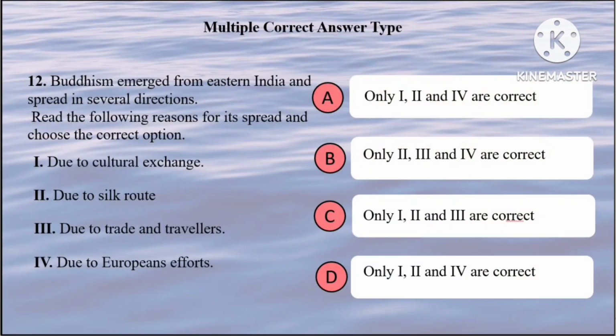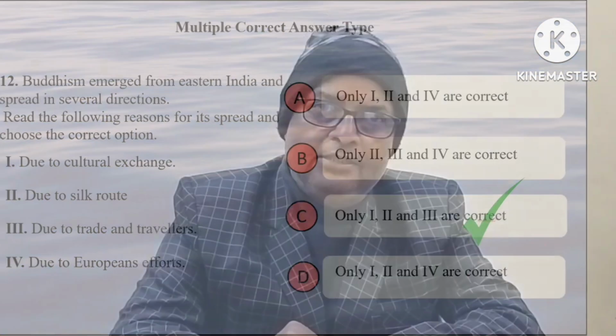Next, Buddhism emerged from Eastern India and spread in several directions. Due to cultural exchange? Yes. Due to Silk Route? Yes. Due to trade and travelers? Of course, yes. Due to European efforts? No. So all are correct except the last one. So the correct option is C.